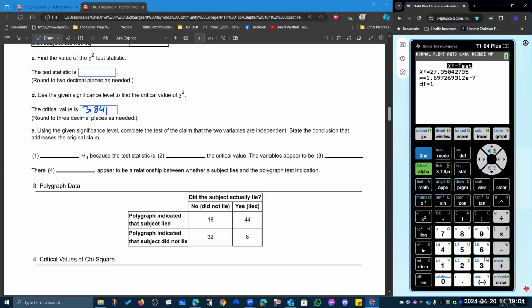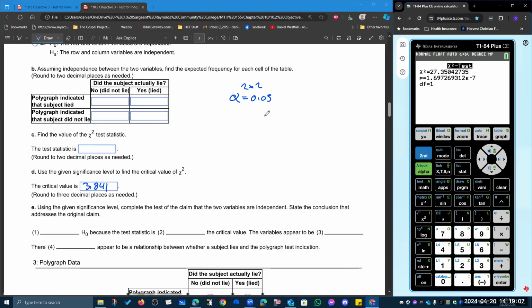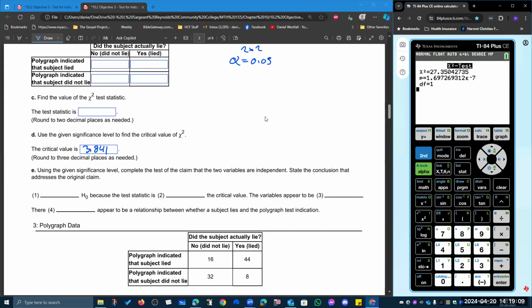We're going to calculate here. I'm going to come back up here, and I'm going to say that my chi-squared test statistic to 2 decimal places is 27.35, and my p-value, which is how I would make my decision here, is 1.697269312 times 10 to the negative 7th. That is definitely less than my alpha, so I would reject H naught.